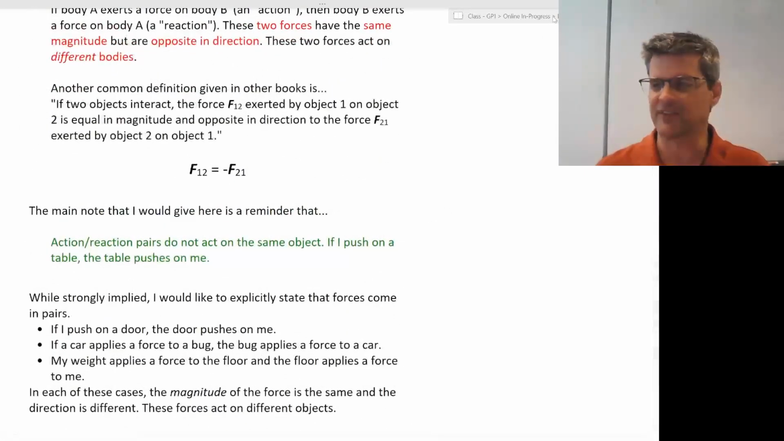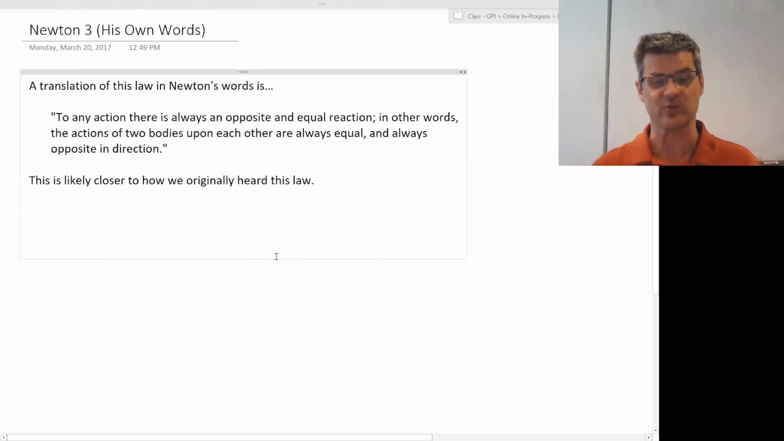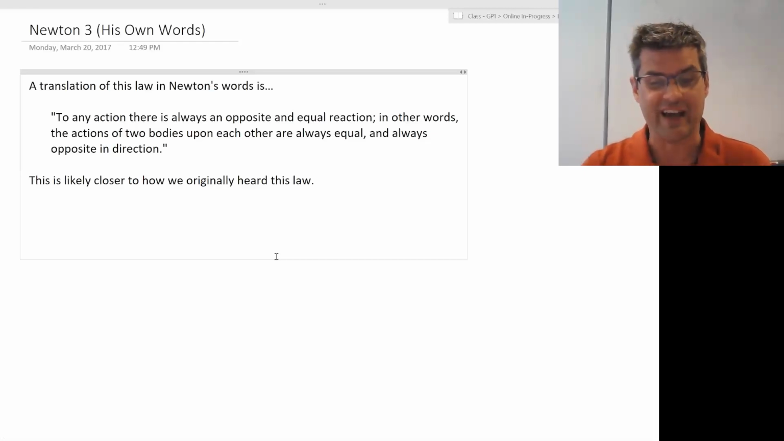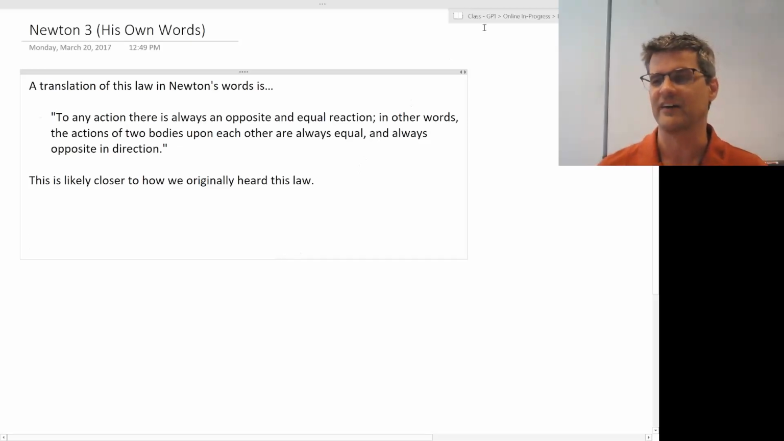Yeah, so that's good stuff for this page. If we wanted to look at Newton's laws in his words: to any action there is always an opposite and equal reaction. In other words, the actions of two bodies upon each other are always equal and always opposite in direction. And really, this is a pretty modern take on what Newton's third law is all about. It's not significantly different than what we saw in the more modern terminology. Okay, so this is a good place to stop.